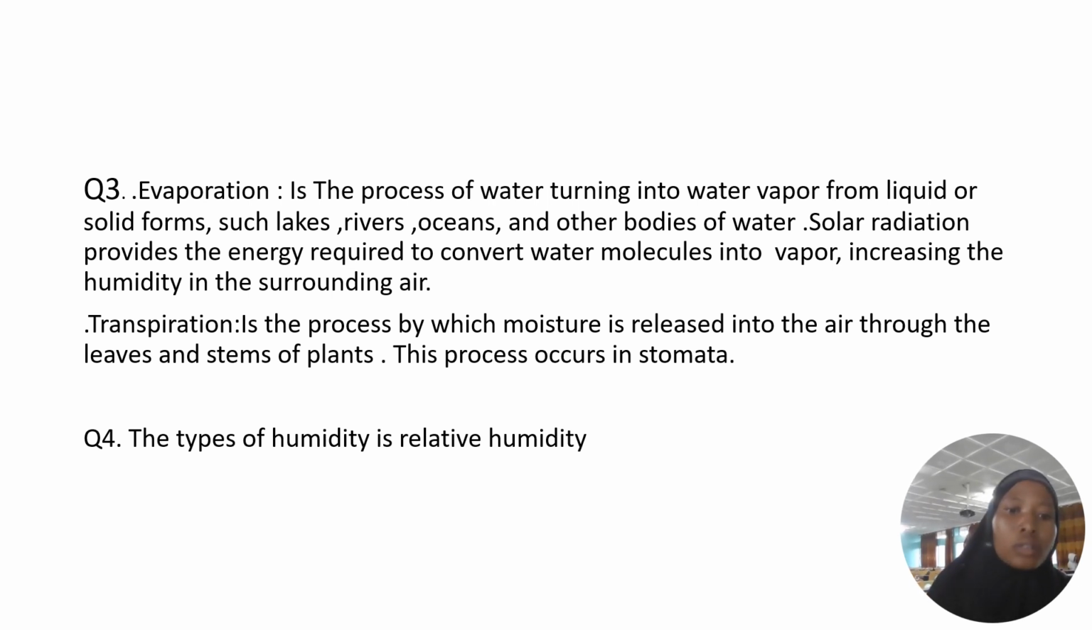We are going to continue with transpiration. Transpiration is the process by which moisture is released into the air through leaves and stems. This process occurs in the stomata of plants.